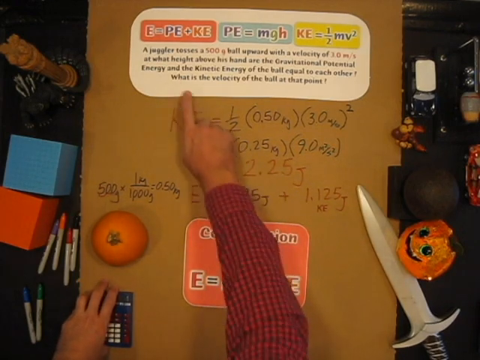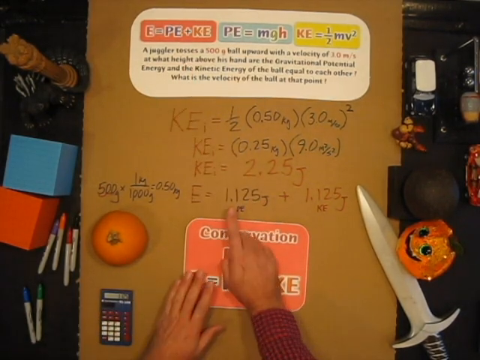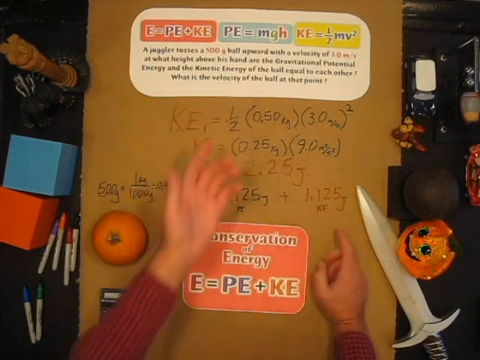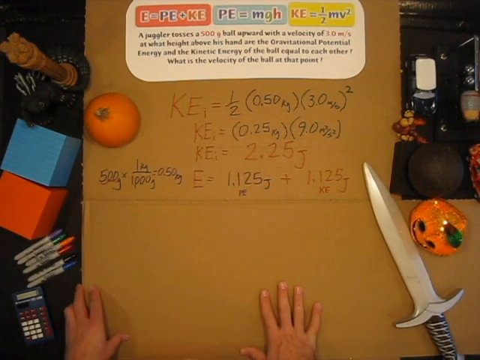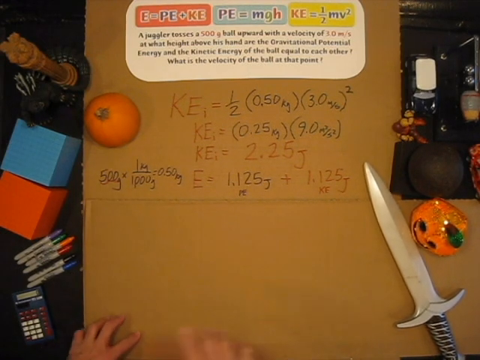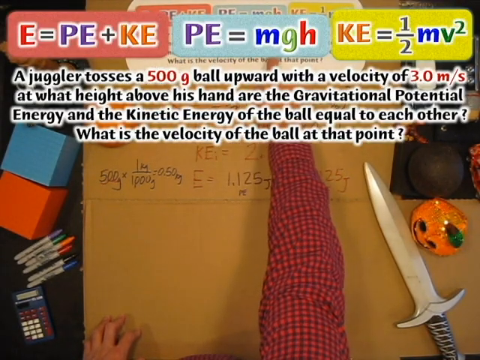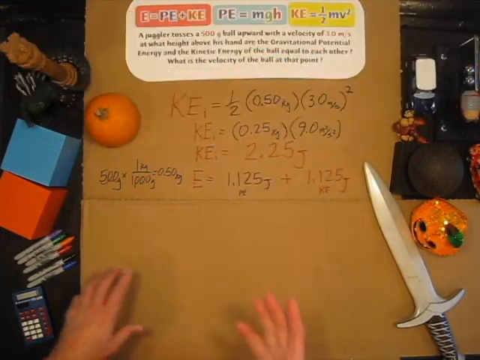So now the real answer we're looking for is the height at which these are equal. And what is the velocity when they're equal? Interesting. So I want to do these ones on a separate block of cardboard so I can maybe slide it up if we get near the bottom. So at what height above his hand are the gravitational potential energy and kinetic energy equal? So let's do the height part first.